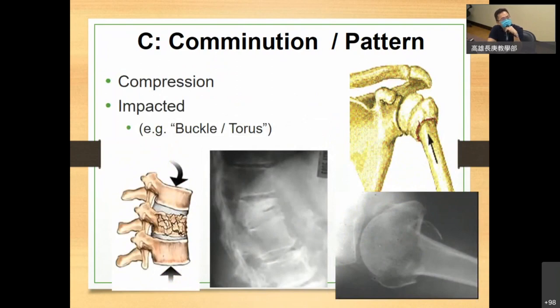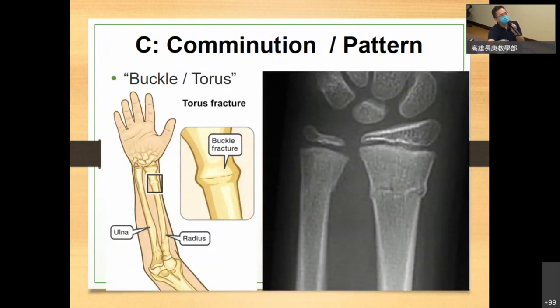Okay, another is the compression and impact fracture. I think this is the simplest and most stable fracture. An impact force drives the bone together. This fracture is more stable, so it may be easier to heal with conservative treatment if the fracture is undisplaced.